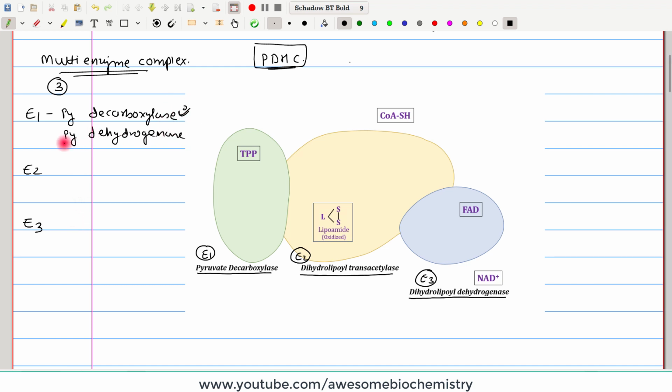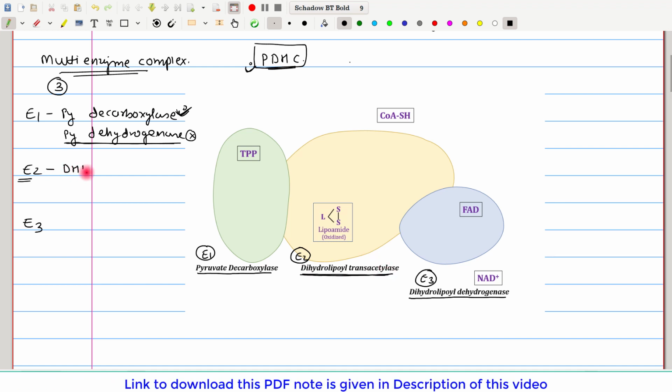The reason is that if we say pyruvate dehydrogenase, then the complex name itself is pyruvate dehydrogenase complex, and one component's name is also similar, so we can get confused, right? There is nothing wrong in saying pyruvate dehydrogenase as such, but this creates confusion. So, I am not using this word, rather I will be using pyruvate decarboxylase. The second enzyme is dihydrolipoyl transacetylase. And the third enzyme activity is dihydrolipoyl dehydrogenase.